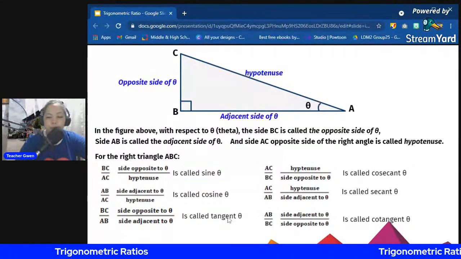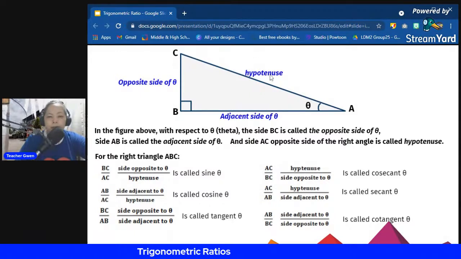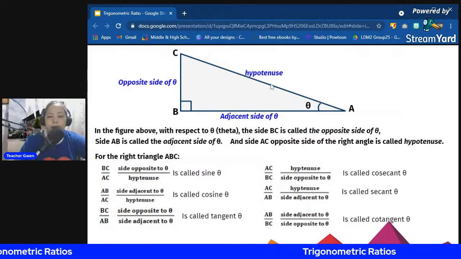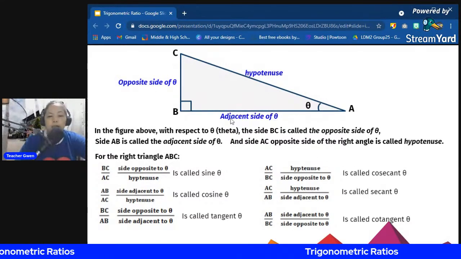Okay, take note. Sine is opposite over the hypotenuse, cosine is adjacent over the hypotenuse. The tangent, we have opposite over adjacent. Cosecant, we have hypotenuse over the opposite. Then secant, we have hypotenuse over the adjacent. And the cotangent, we have the adjacent over the opposite.